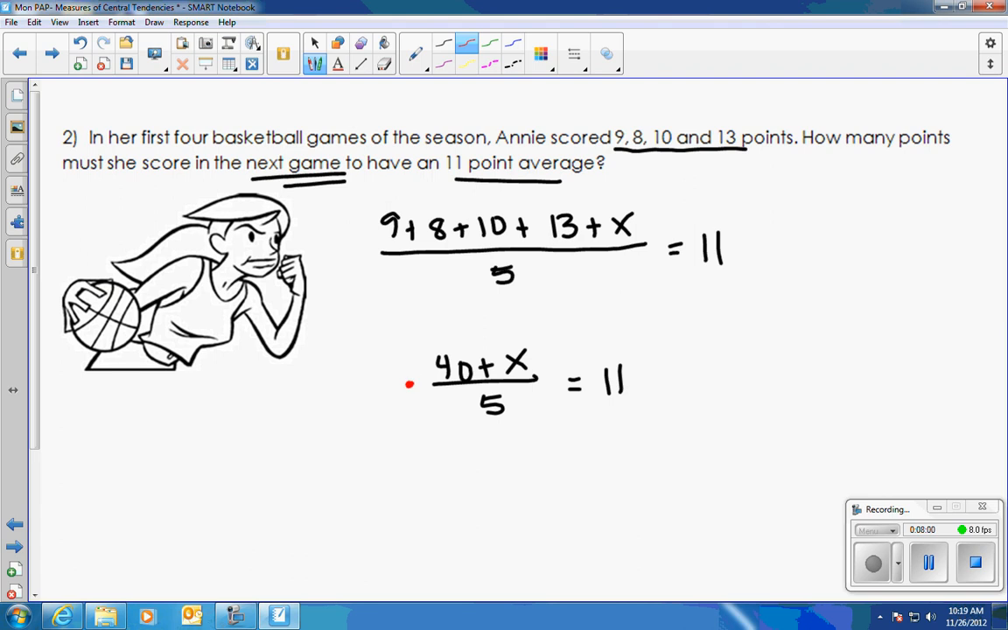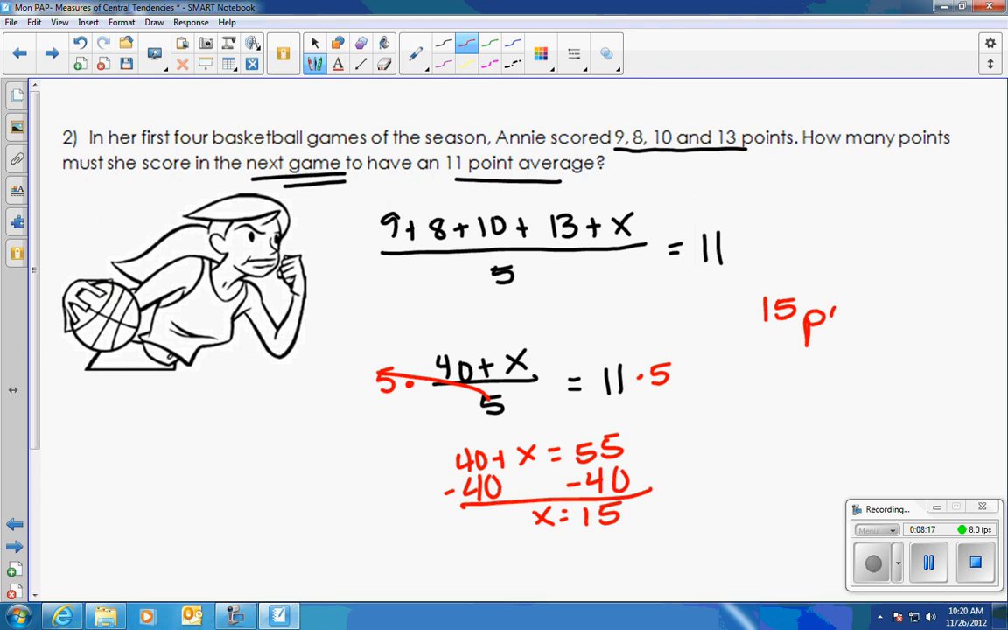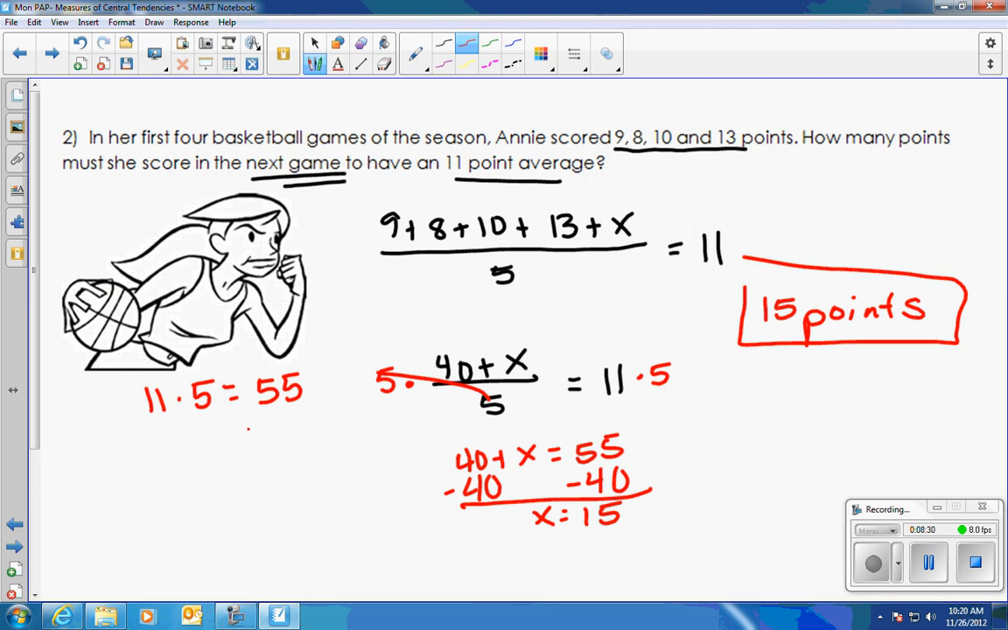So you could do it the equation way and say 40 plus x equals 55, which means we're going to subtract 40 from both sides, and x is going to give us 15. So she's got to score 15 points. Or you can work backwards and say, okay, so 11 for 5 games means that she's going to have to score a total of 55. I know that she's already scored 40 points because I've added this stuff up, which is going to leave me left over with 15. Again, you can work it this way if you want to, but you should be able to recognize this equation as well.